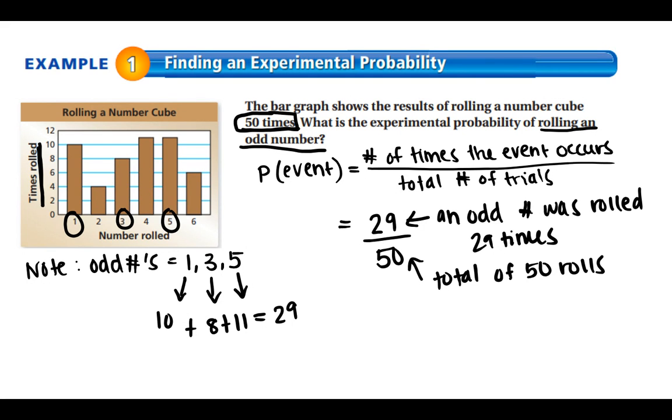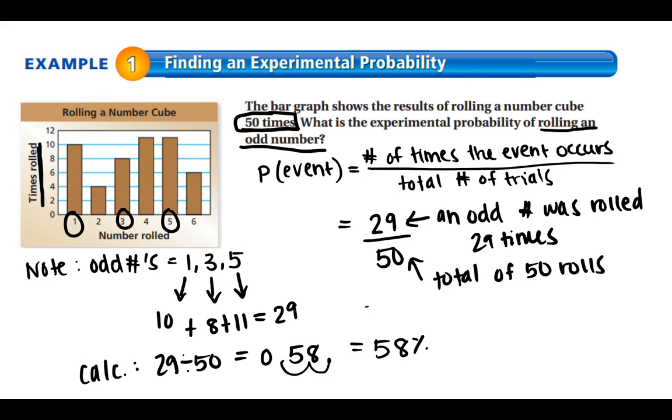Now the experimental probability is 29 over 50. If I want the percentage, in your calculator you're going to go 29 divided by 50. That should give you the decimal 0.58. If you want to turn this into a percent, you just move the decimal to the right, and that'll give you 58%. So the experimental probability is 29 over 50, 58%, or 0.58 for this one. Make sure you have this down, then we're going to go to the next one.